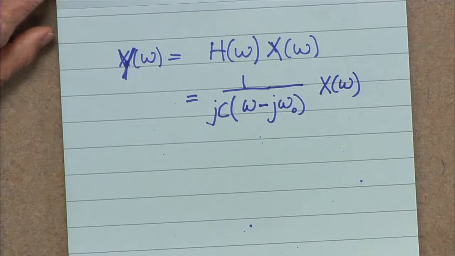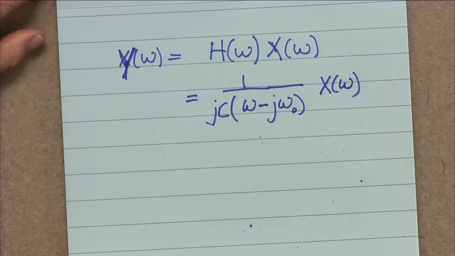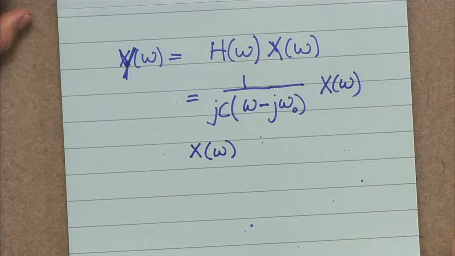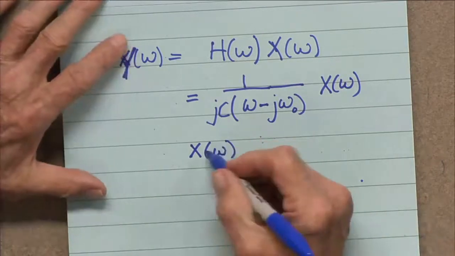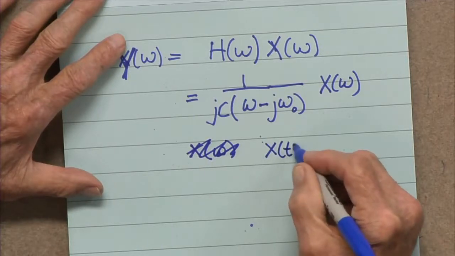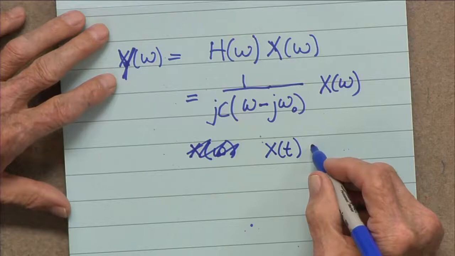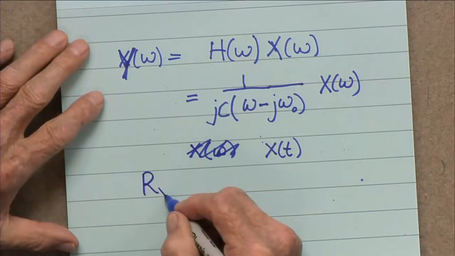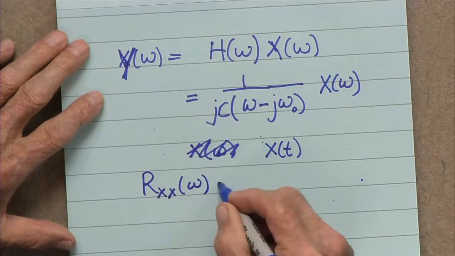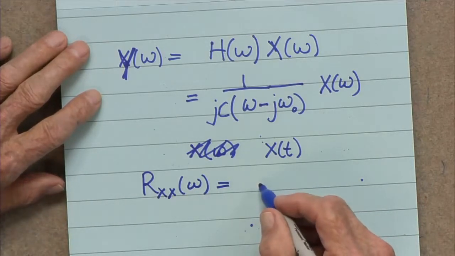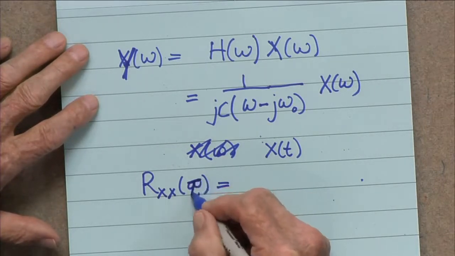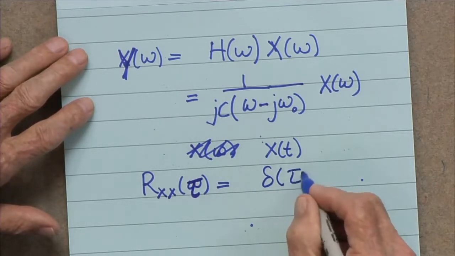Okay? Now, suppose X of omega is, let's say X of t, a random function X of t, has an autocorrelation function Rxx of tau equal to delta of tau.